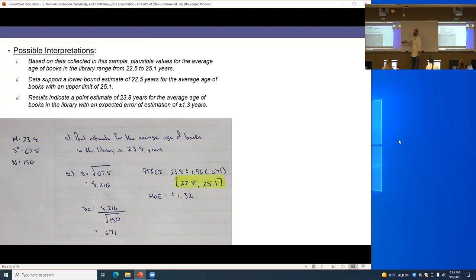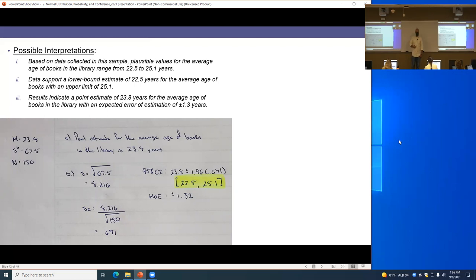So if I take my standard error and plug that into my equation here, I get a confidence bound from 22.5 to 25.1. And down here, my margin of error, this is just my z-score multiplied by my standard error. This says I can also represent this as 23.8 years plus or minus 1.32. That's my margin of error, okay?